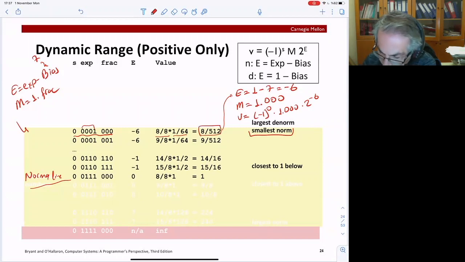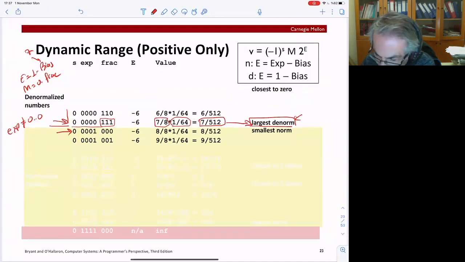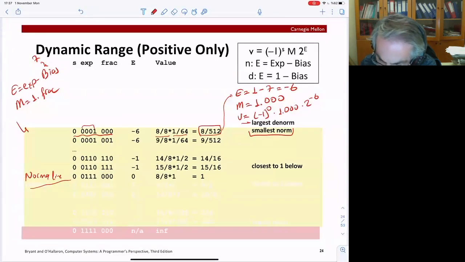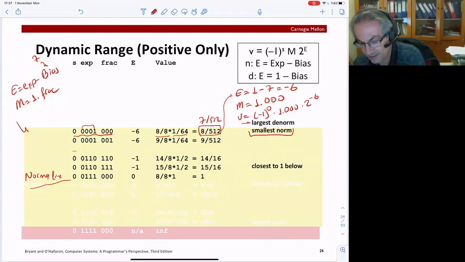Now let's see, what was the largest denormalized number? Let's go back, and it was 7 over 512. Write this here. So this was 7 over 512. So you can see the smooth transition from the denormalized numbers into the normalized numbers. If I hadn't told you, you wouldn't even realize it, right?